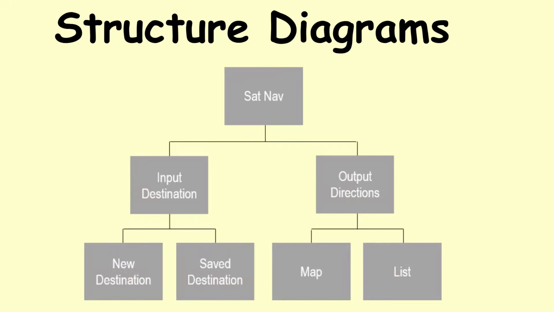Structure diagrams look like this. You have the name of the system at the top, so I've got a sat nav here, and then it breaks down or decomposes that system into the different parts and what they do. So you can see that we go down the input destination section, and off of there we can either choose a new destination or go with a saved destination. If we're looking down the outputting directions section of the program, it's got the map or it's got the list as the way of presenting that.